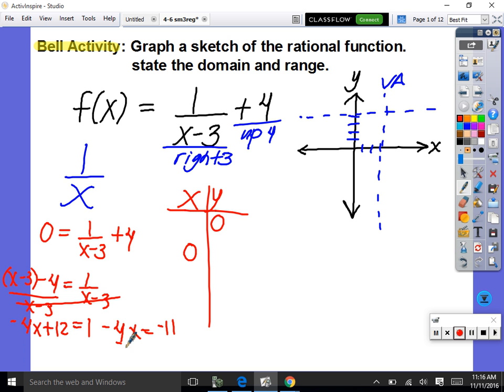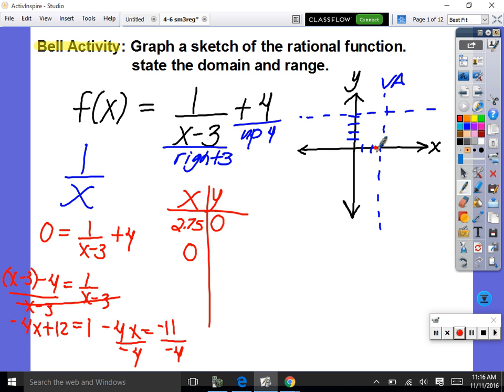Give me the decimal, divide by negative 4. Go, quickly, give me the decimal. We like decimals when plotting points better. Okay, so 2.75. So let's plot that. That's over 2.75 up 0. So over 2.75, about right there, and up 0. Sweet.